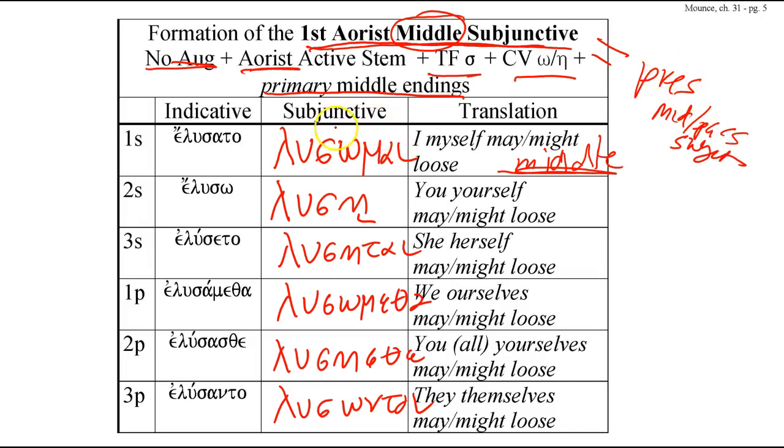But the key thing is the sigma tense formative that tells you that it's an aorist subjunctive, not the present subjunctive. Otherwise, it looks exactly the same. So let's say these forms together. 1, 2, 3. Lusomai, luse, lusetai, lusometha, lusesthe, lusontai.